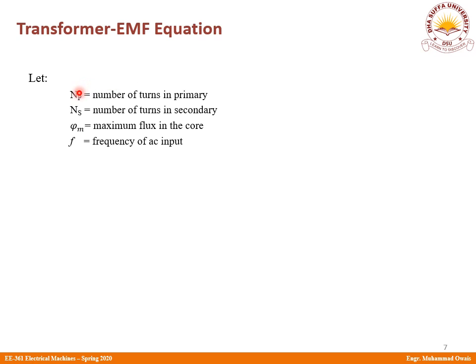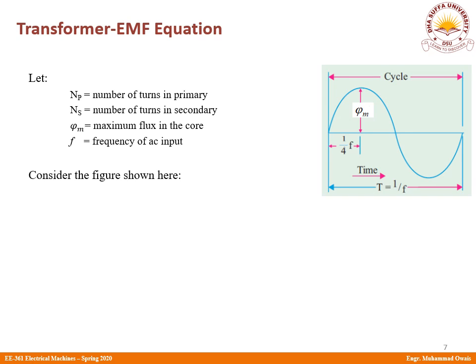So let these quantities be defined as they are here. NP is the number of turns in the primary, NS is the number of turns in the secondary, and let phi m be the maximum flux in the core and f be the frequency of AC input. Okay, now consider this figure. This figure shows the flux alternating during a cycle.